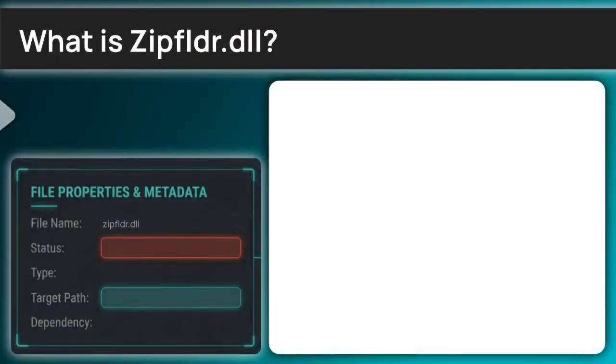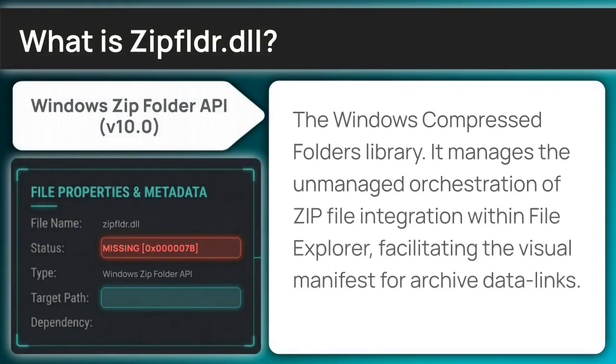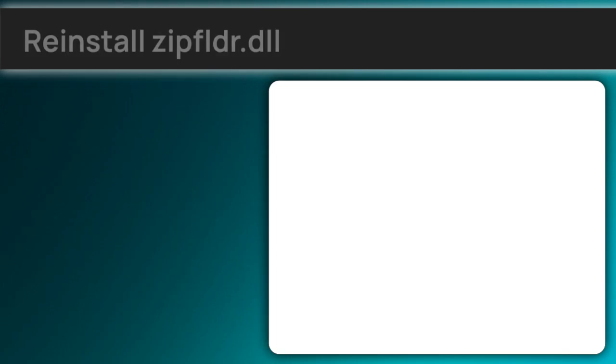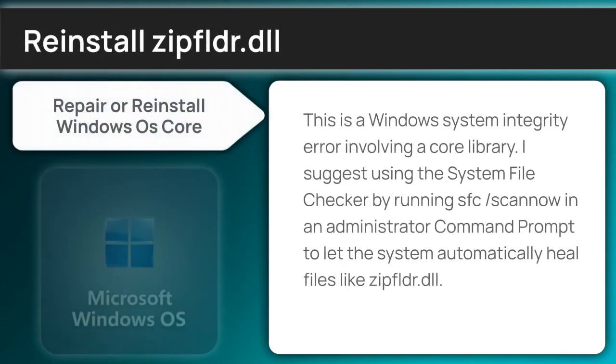This is the Zipfldr module, the Windows compressed folders library. It manages the unmanaged orchestration of zip file integration within File Explorer, facilitating the visual manifest for archive data links. Knowing the file's purpose is helpful, but now we need to physically restore it. This is a Windows system integrity error involving a core library.